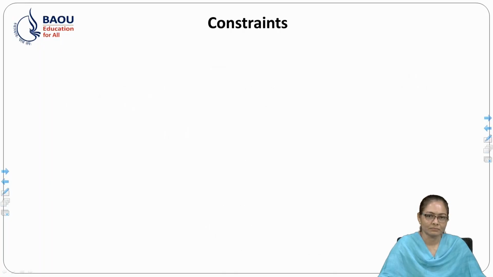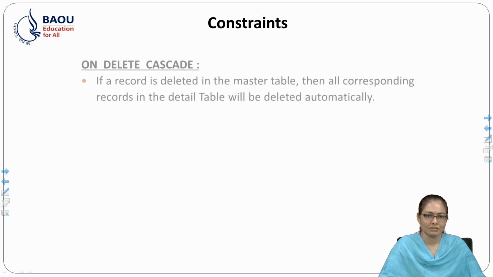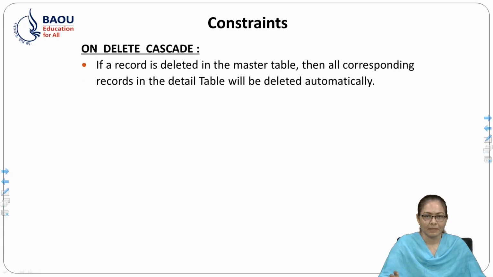Now, the next is the foreign key constraint, in which there is on delete cascade. First of all, listen carefully. The parent record cannot be deleted if the child record exists. For example, if the child table result has the records of roll number 1, 2, 3, then you cannot delete the records of roll number 1, 2, 3 from the student table or the parent table directly.